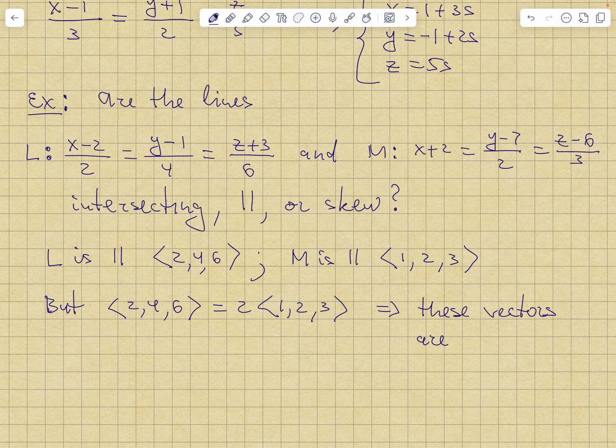And so the conclusion: L is parallel to 2, 4, 6, M is parallel to 1, 2, 3, and 2, 4, 6 and 1, 2, 3 are parallel to each other. So everything is parallel, so therefore L is parallel to M.